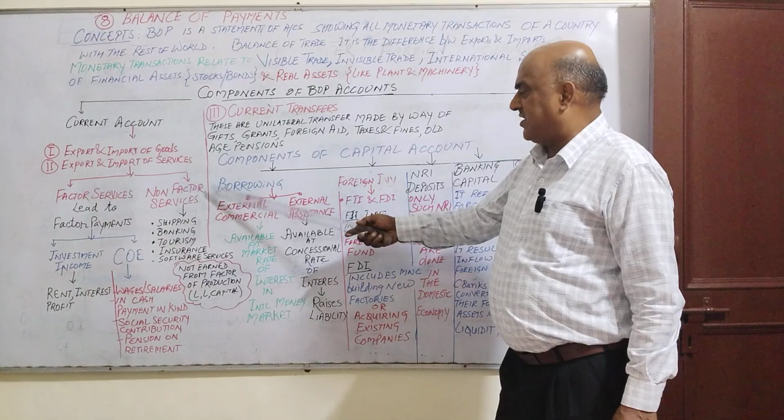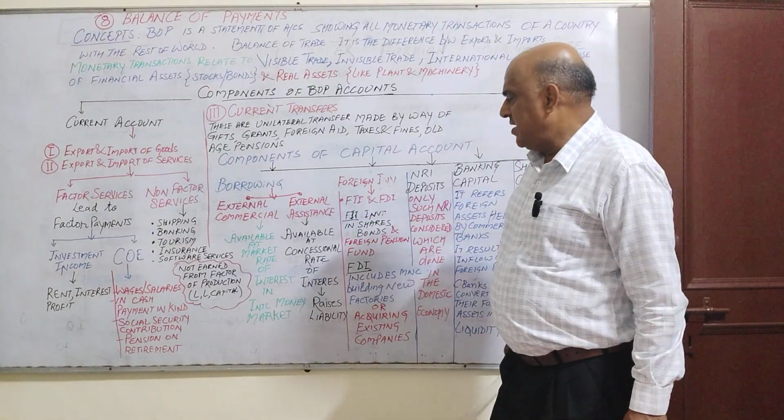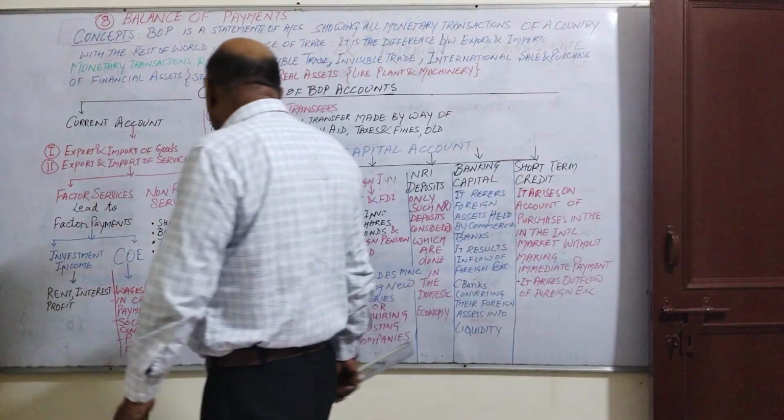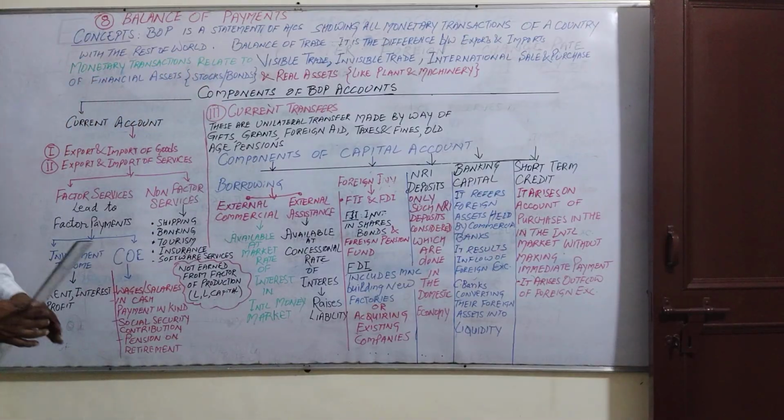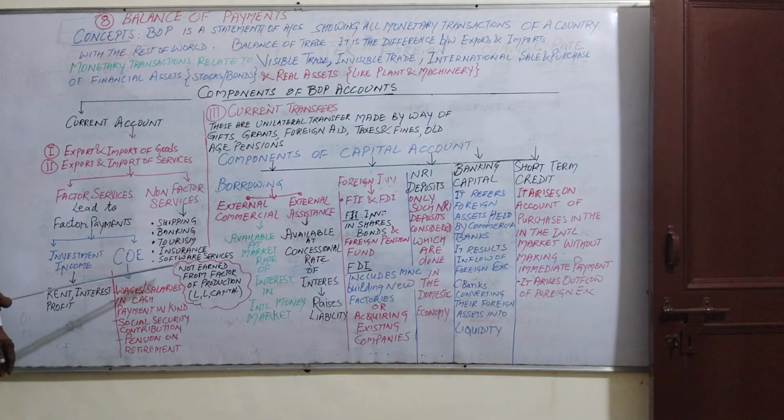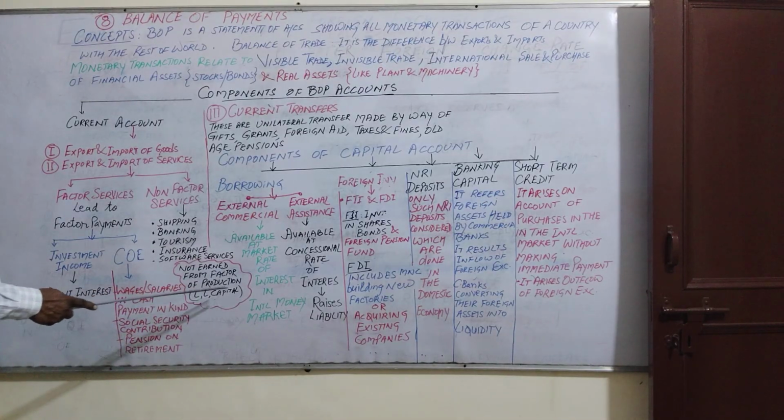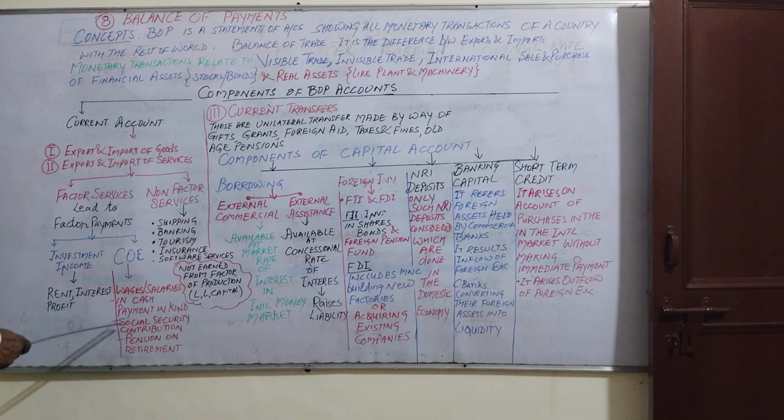On the other hand, non-factor services are those not earned from factors of production, that is land, labor, capital. So non-factor services include shipping, banking, tourism, insurance, software services, etc. These are not earned from factors of production: land, labor, capital, etc. So this is the part of current account.